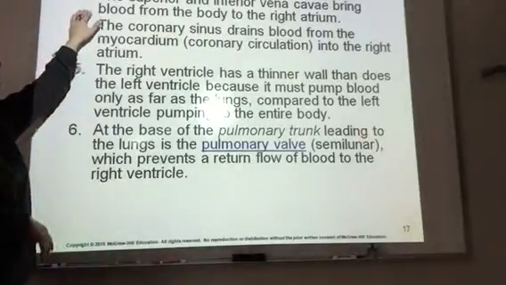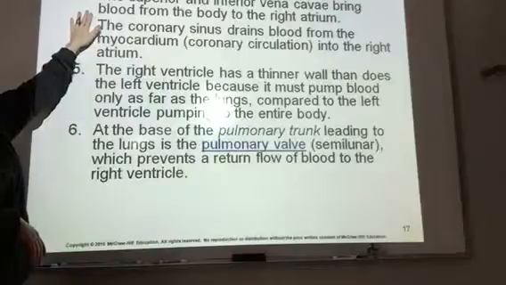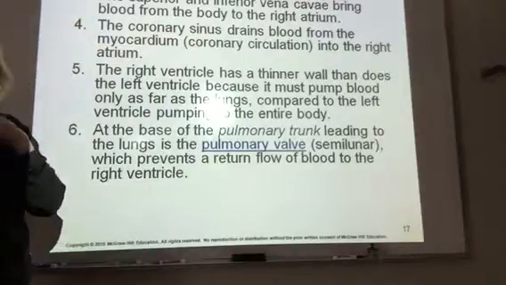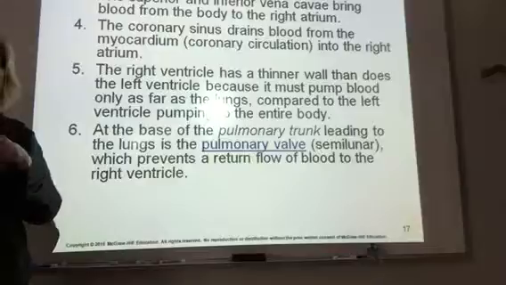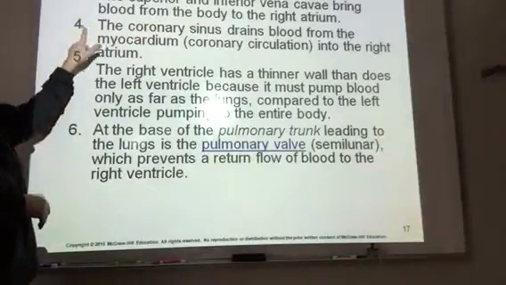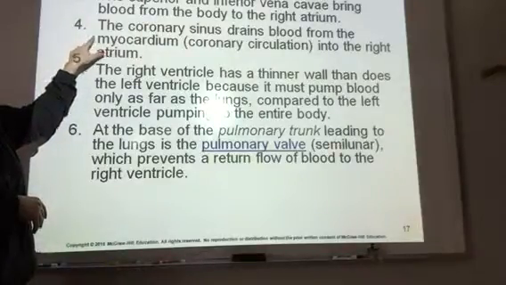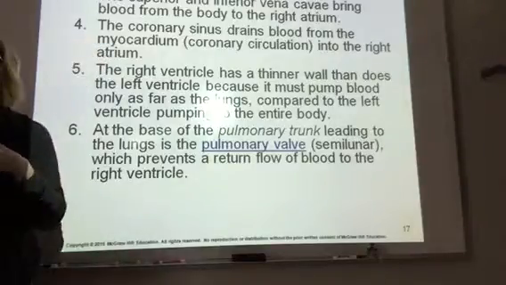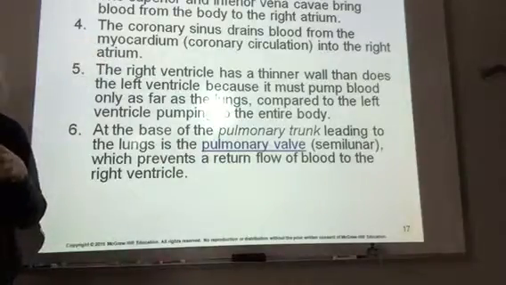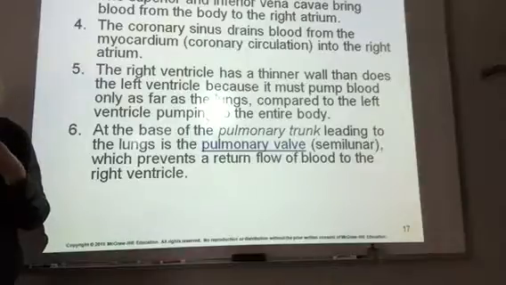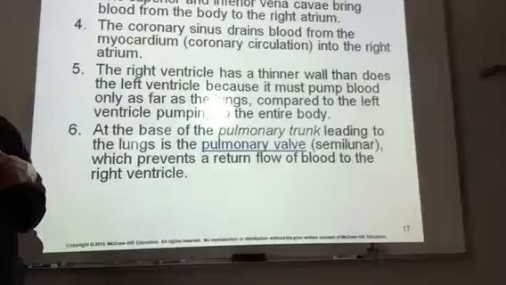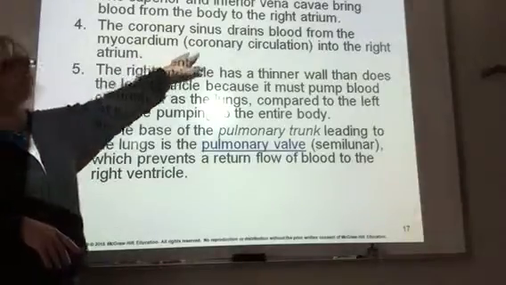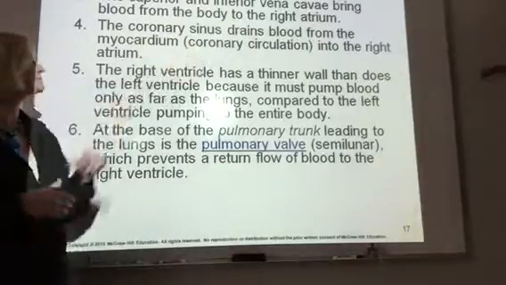Vein-wise, the superior and inferior vena cava bring blood from the body to the right atrium. We'll look at diagrams. It'll make it much easier. The coronary sinus drains blood from the heart. So your heart itself is an organ. Blood flows through it, but your heart also needs blood. So there are some vessels on the heart that actually feed or drain the heart, and they typically have the word coronary with it.